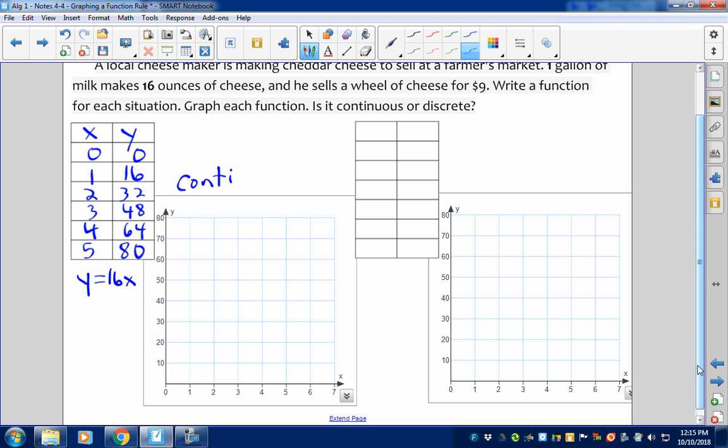And then we're going to graph it, starting at 0, 0, going to 1, 16, 2, 32, 3, 48, 4, 64, and 5, 80. And then connect those dots because it makes sense, this is a continuous function. And very good job of that, but connect those dots. So that's an example of a continuous function.